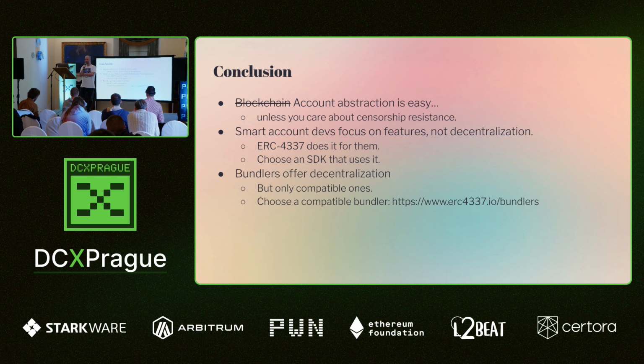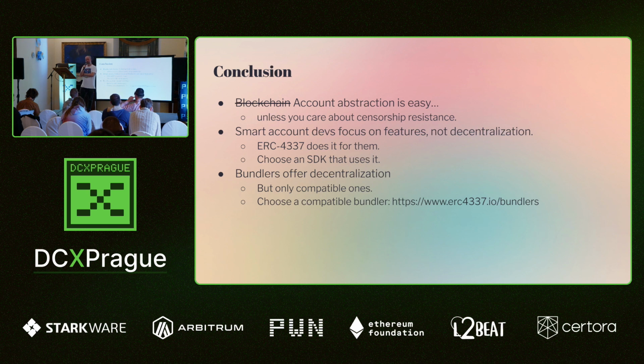Now, smart account developers and wallet developers generally don't care about censorship resistance. They could even use a centralized RPC. They only care about user features. And that's okay, because they are building a product. When you're building a product, you care about user features. You don't think about the worst-case scenario that your users don't care about until it happens. So in order to get censorship resistance, they could just use an SDK that makes full use of ERC-4337, and then they get censorship resistance for free.